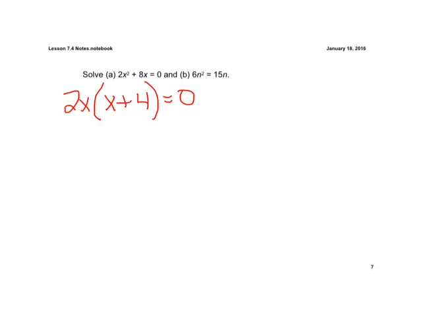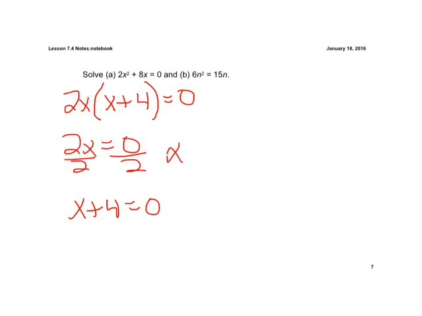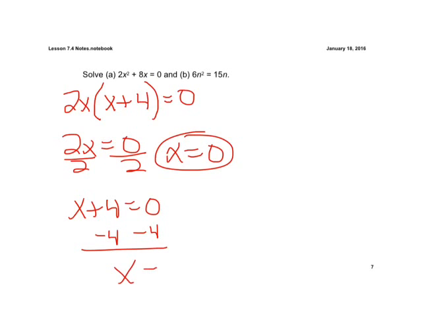Now back to our core concept, our zero product property. If we set them both equal to 0, 2x equals 0. And x plus 4 equals 0. And solve. Do the opposite operation, divide by 2, so x equals 0. That's one root. Subtract 4, so x equals negative 4. And we have our two roots, x equals 0, x equals negative 4.